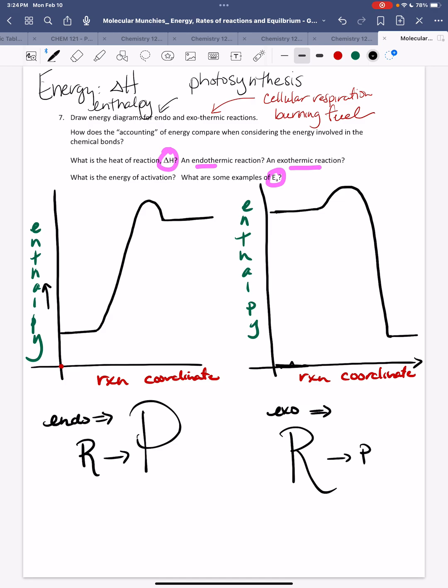Okay, and again, for this endothermic reaction, let's make this green. This is our endothermic reaction. My products are up here, and my reactants are down here.